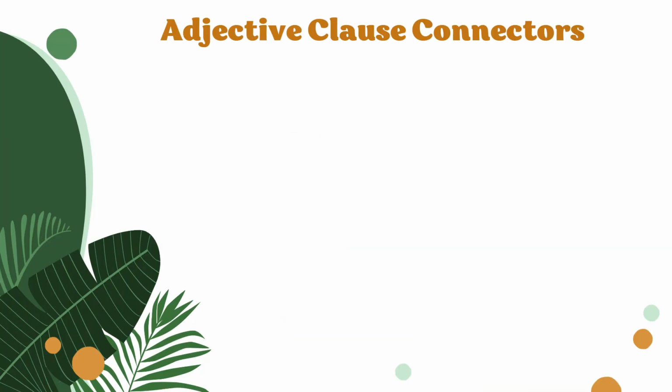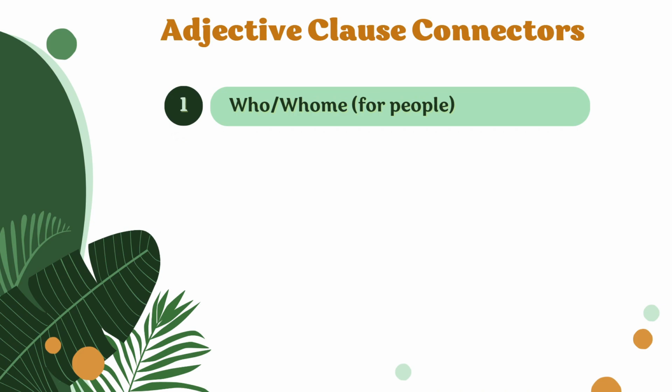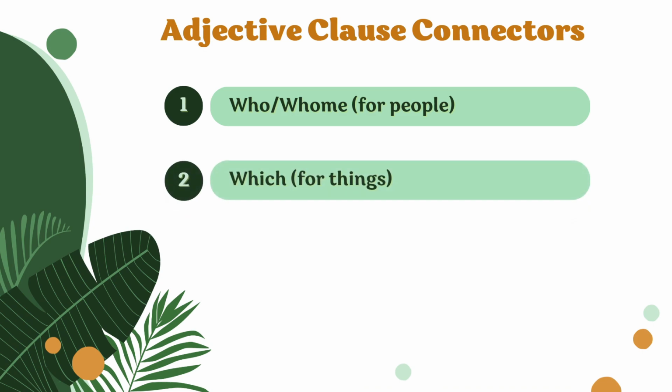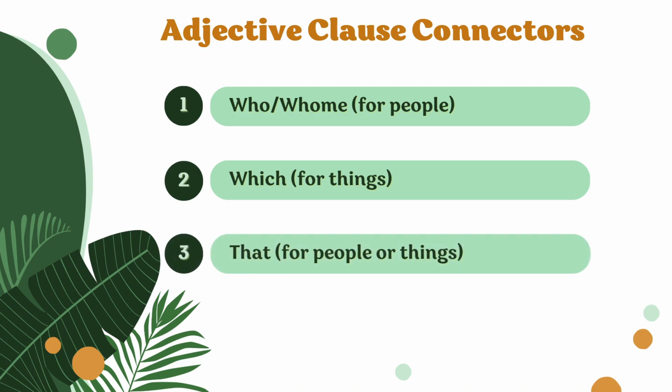And then the connectors of adjective clause. The first is "who" or "whom." It is for people. The second is "which." It is for things. And then "that." It is for people or things.